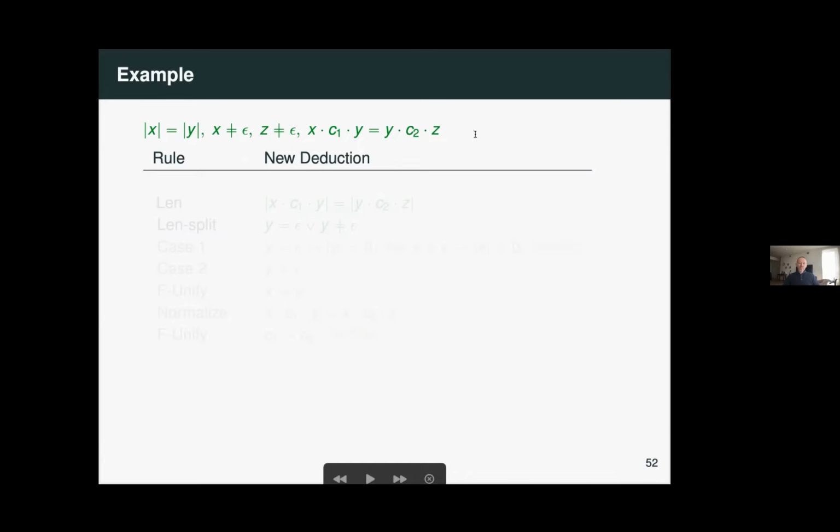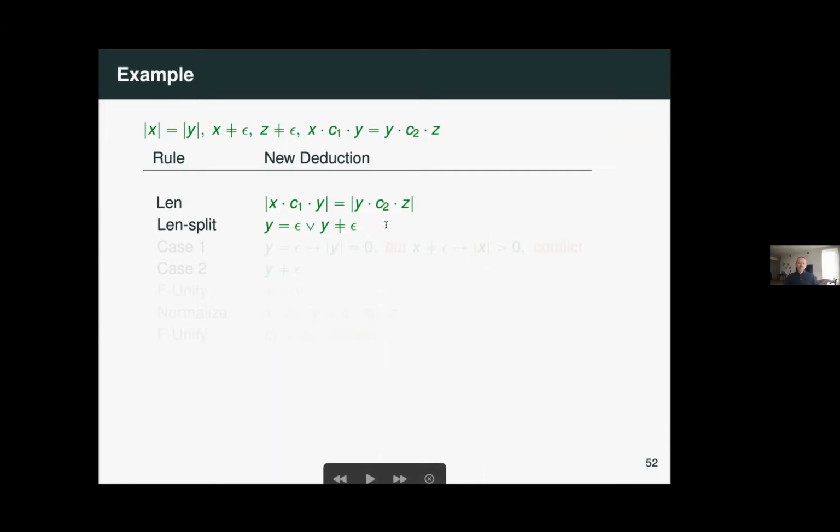So how would we reason about this set of constraints? We have a rule called len, which says if I have two strings that are equal, then their length has to be equal. So this last constraint tells us that these two lengths are equal. Then we can do this length split that says a string is either empty or it's not empty. So we'll do that for Y.